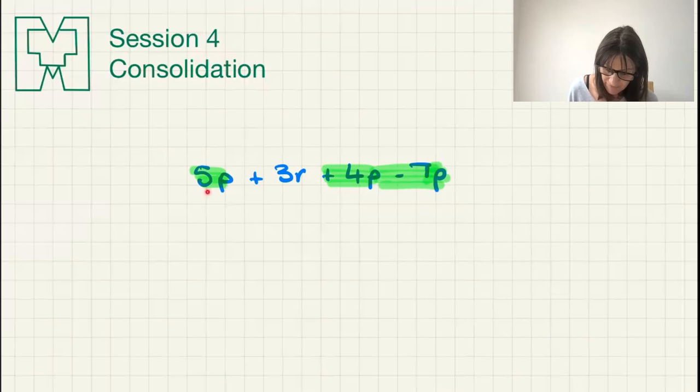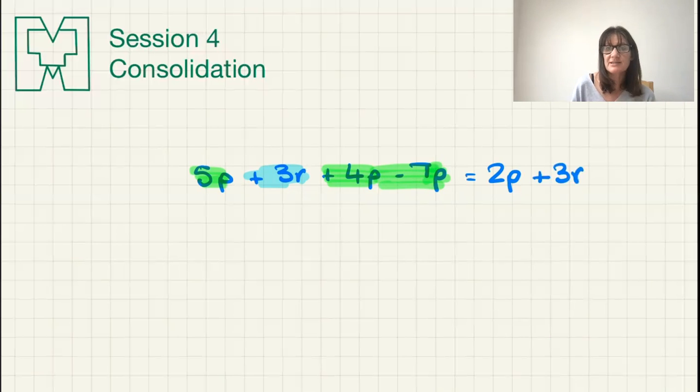So I've got my 5, I've added my 4, I've got 9p. Now I'm being directed to take 7. 9 take 7 is 2. So I've got 2 p's. In the R gang, which is here, I literally have 3, and there's nothing to be done to that. There's nothing to be added to it or taken away. There are no other R's in the question anywhere. And therefore, I'm just going to put that bit in my answer.